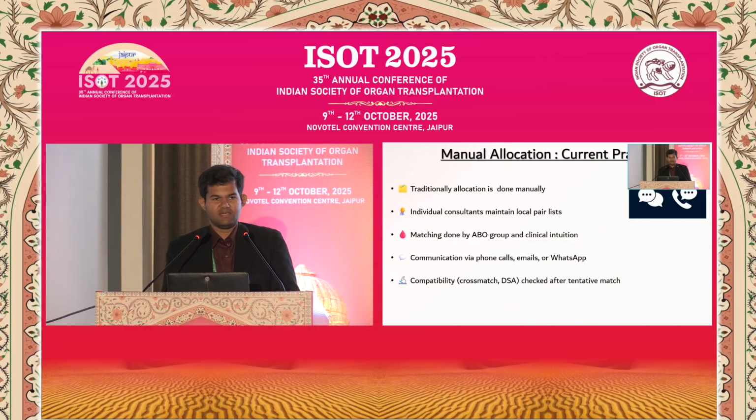While the principle of paired exchange is simple, in India, the actual process has been mostly manual. Each consultant maintains their own list of incompatible donor recipient pairs, often in Excel sheets. After registering, they start searching informally within their own list or through phone calls, WhatsApp groups, or small networks to other consultants. Matching is usually based on ABO compatibility and clinical intuition without full access to HLA or antibody profiles from other consultants. Once a potential match is found, samples are sent for physical cross-match.